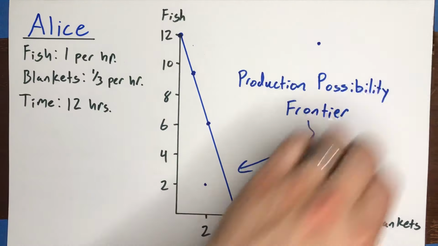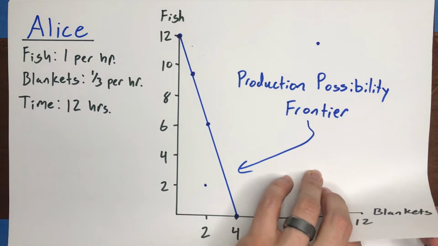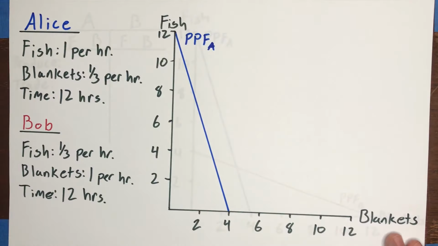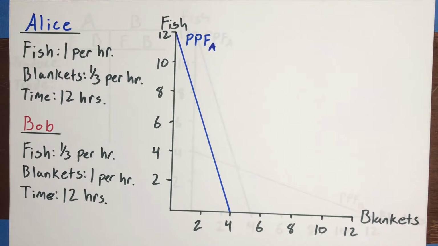But now we're going to let Bob wash up on shore, and we'll see how that changes the situation. Okay, now we've got Alice, and we also have Bob, and we're going to assume that Bob's strengths are exactly the opposite of Alice's. Specifically, if he fishes, it takes him 3 hours for every fish that he catches. And so we could also say that he can catch 1/3 of a fish per hour. If Bob weaves blankets, he's actually better at that than Alice is. He can weave 1 blanket per hour. Okay, and we can also say he has 12 hours of time available to him as well.